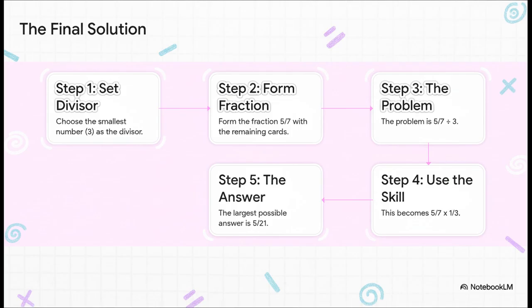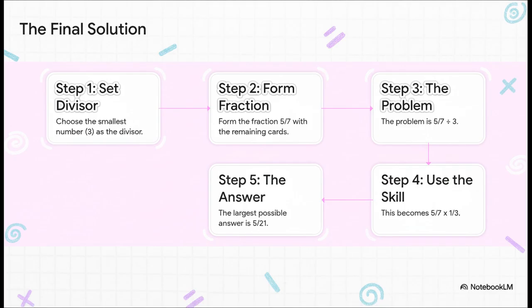Step 2. With our other 2 cards, 5 and 7, we need to make the biggest fraction we possibly can. And how do you do that? You put the bigger number on top. So that's 7 over 5. Step 3. That sets up our problem. 7/5 divided by 3.